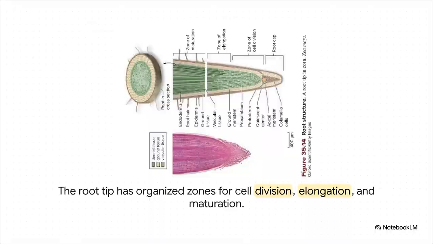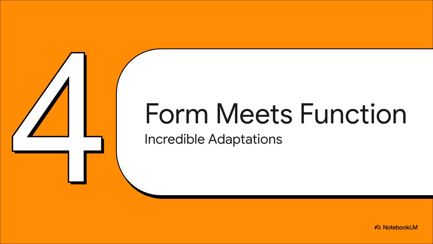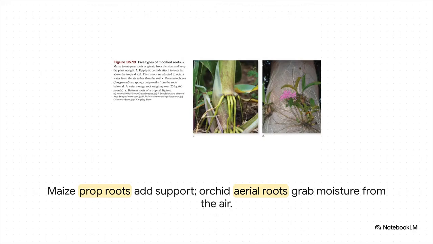Now that we've got the basic blueprint down, we get to the really fun part, seeing how plants tweak and modify these basic organs, roots, stems, and leaves, to survive in all kinds of crazy environments. Check out these roots! On the left, corn plants grow these prop roots that come out of the stem to give them extra support. And on the right, this orchid, which lives on other trees, has these wild aerial roots that are adapted to literally grab moisture right out of the humid air.